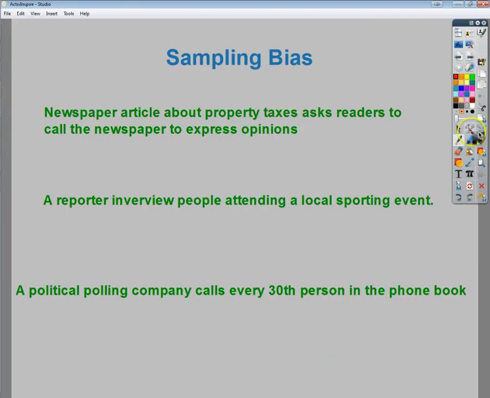From there, we're going to look at sampling bias for just a second to determine whether these situations introduce bias in the sampling process. Bias would be that certain groups of people will be chosen over others. In the first one, it says, a newspaper article about property taxes asked readers to call the newspaper to express their opinions. So in this case, what you're really dealing with, of course, is a self-selected sample.